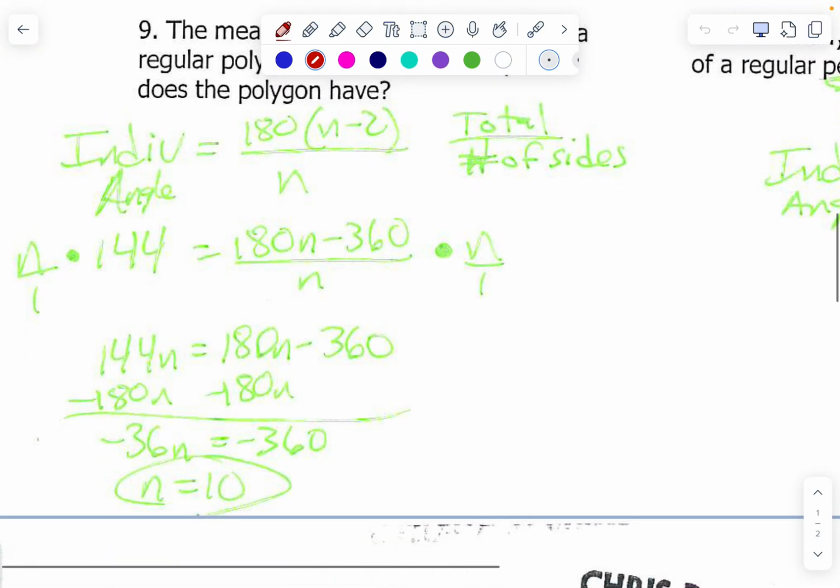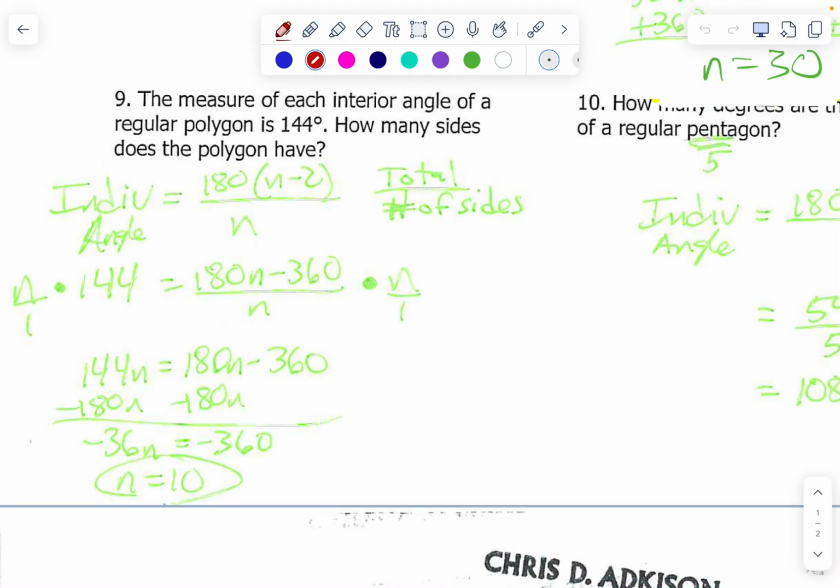Number 9, we're told each interior angle and asked how many sides this time. So this is the second formula we wrote down. And in this case, we were told the individual angle or each angle. So you plug in on the left, plug in that 144. And then remember, we multiply by n on both sides and distribute the 180, get n by itself, and you'll end up with 10 sides on that one.